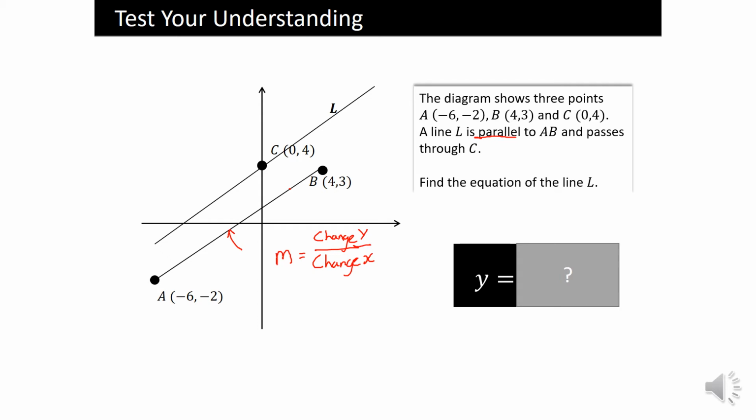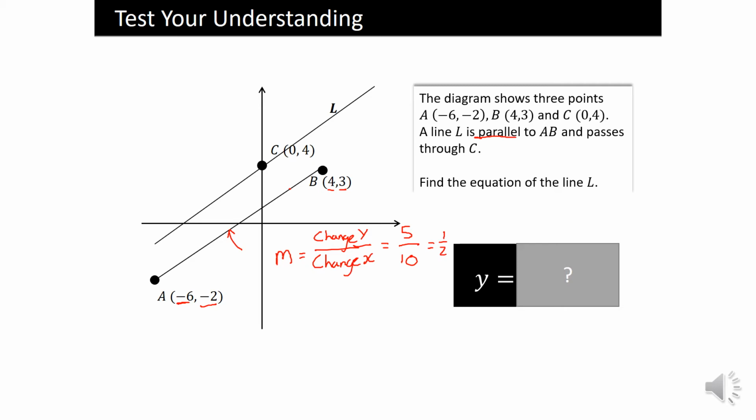So change in y over change in x. So let's go. So we've got minus 2 going to 3. So our change in y is 5. Our x value goes from minus 6 to 4. So that is a change of 10. So that means our gradient is a half.